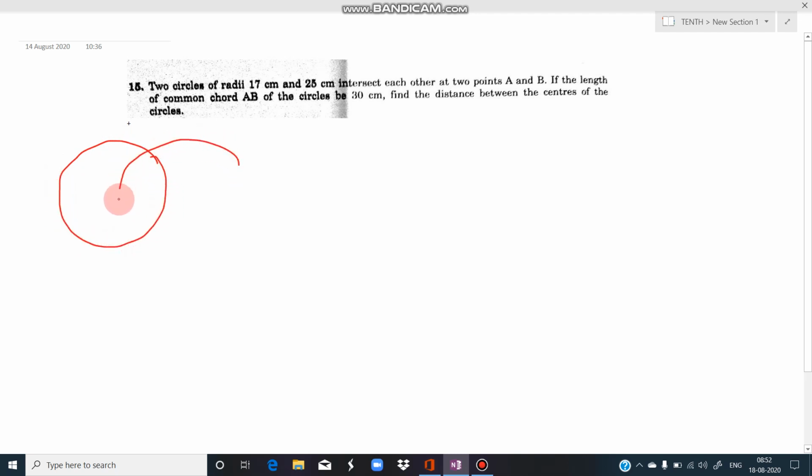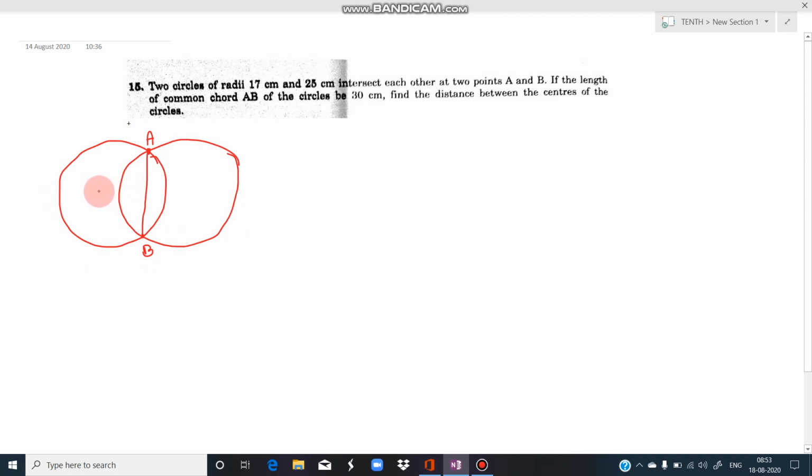Let me be bigger circle. There are two circles, with radius 17 and radius 25, and they intersect at points A and B. If I join AB, this AB is the common chord of both the circles. AB is the chord of this circle, AB is the chord of the second circle. You have to find the distance between their centers.